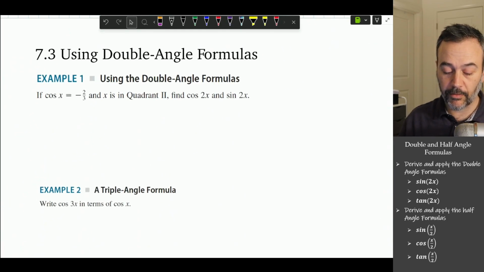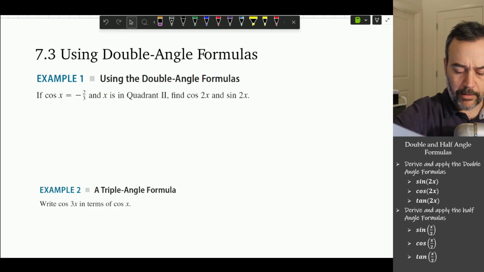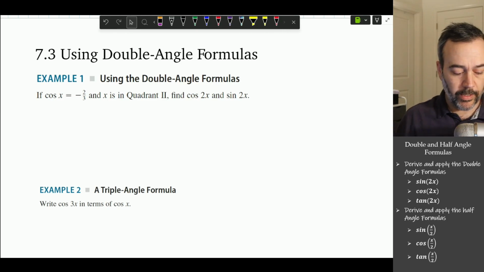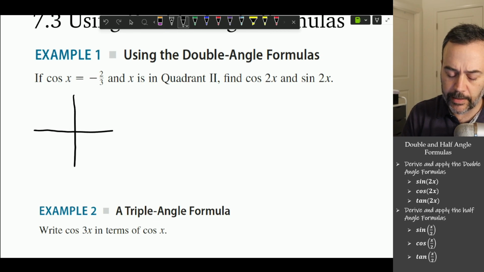So, using the double angle formula. Example 1. If we have this problem, let's look closely. It says if cosine x equals negative 2/3 and x is in quadrant 2, find cosine 2x and sine 2x. Okay, first thing we need to do is draw the angle. So the angle is x, and we are given that cosine x equals negative 2/3. Well, cosine is the x-coordinate over the radius.